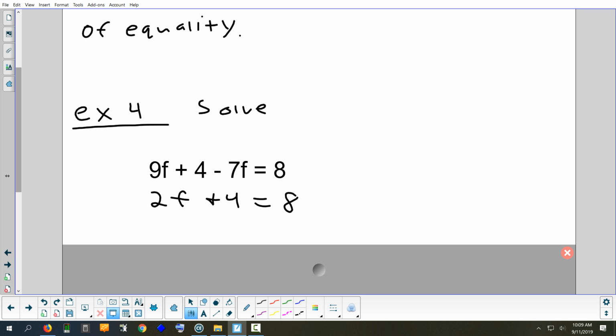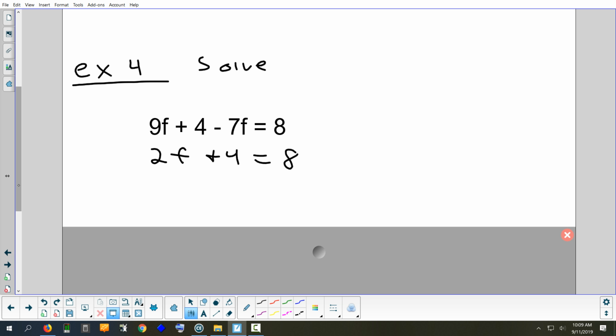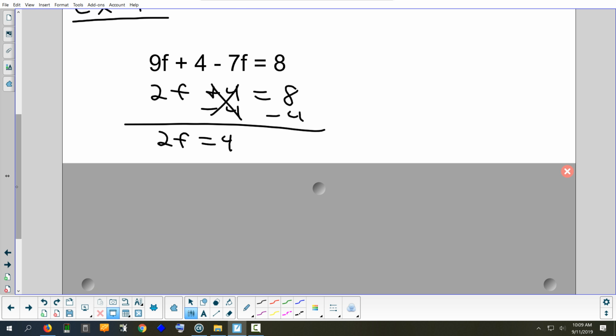Who can tell me my second step, without me leading you through it? Sophia? Joe? Subtract 4. Perfect. He saw the plus 4 and did the opposite. Joe, can you keep going? Tell me what you get when you do that. You would get 2f equals 4. 2f equals 4. Nice. Now we're down to 1 step.